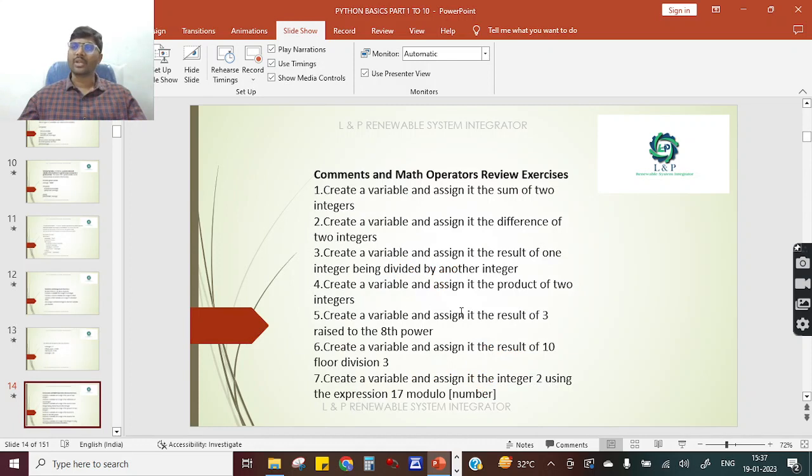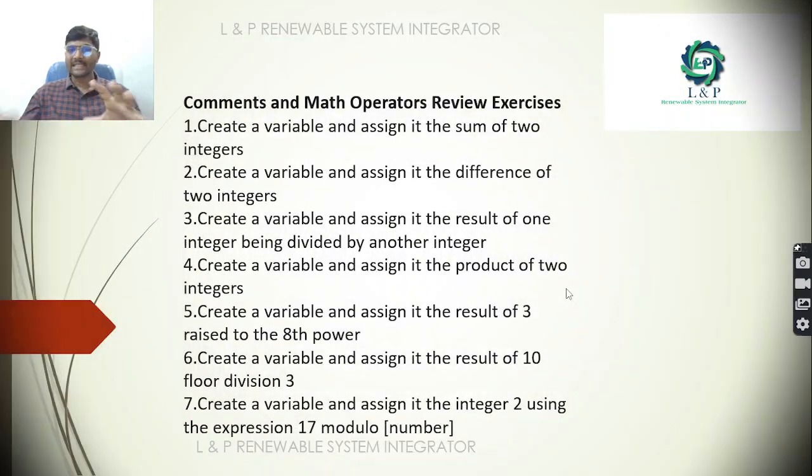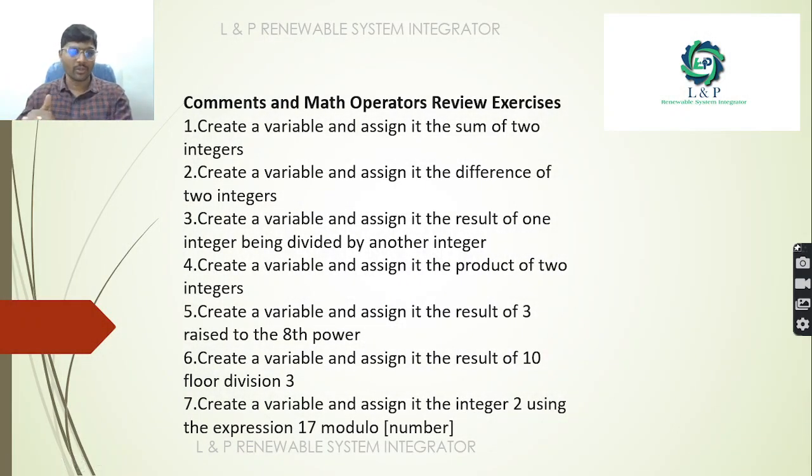Now let us try to create comments and math operations. In the next slide we will give you the solution, showing how we can create these basic functions in PyCharm. First, we create a variable and assign it the sum of two integers. In the second one, we create a variable and assign it the difference of two integers. Then we create a variable and assign it the result of one integer divided by another integer. Now we create a variable and assign it the product of two integers, so we are trying all the mathematical operations here.